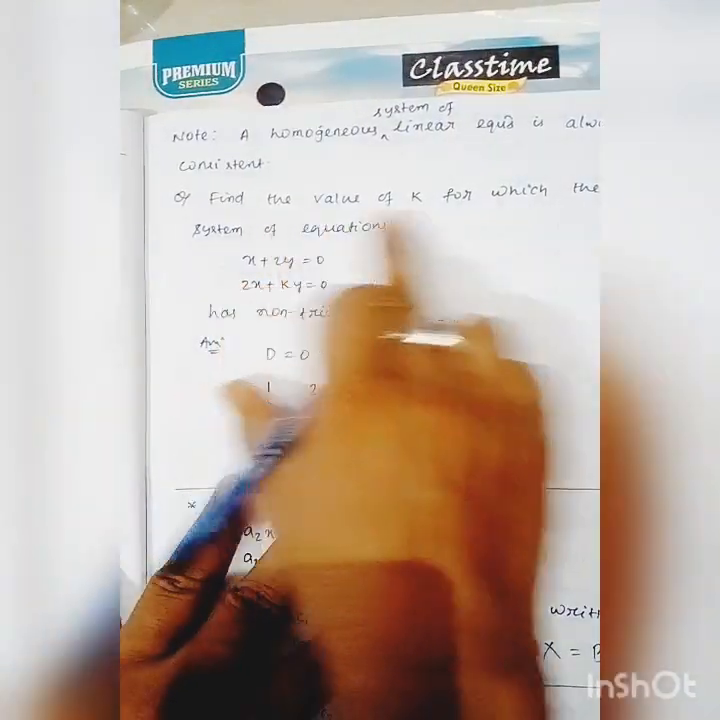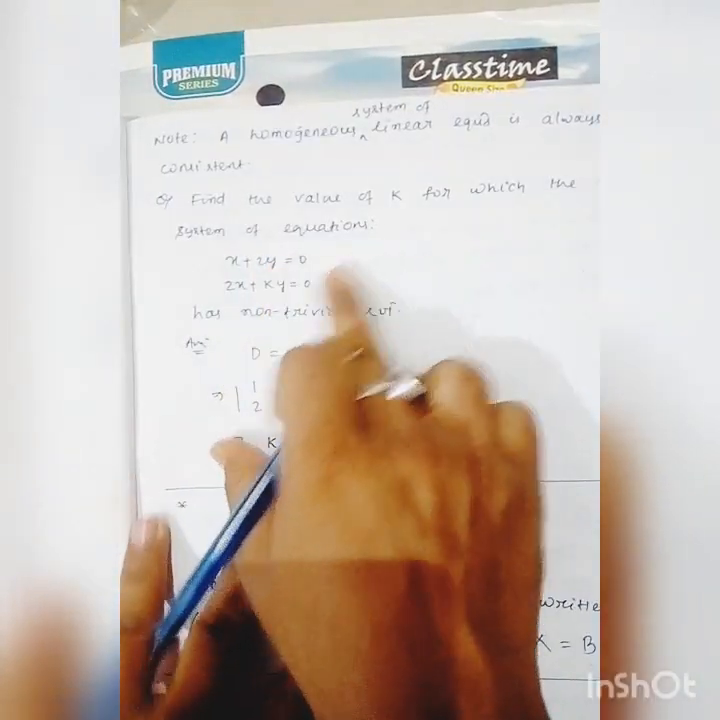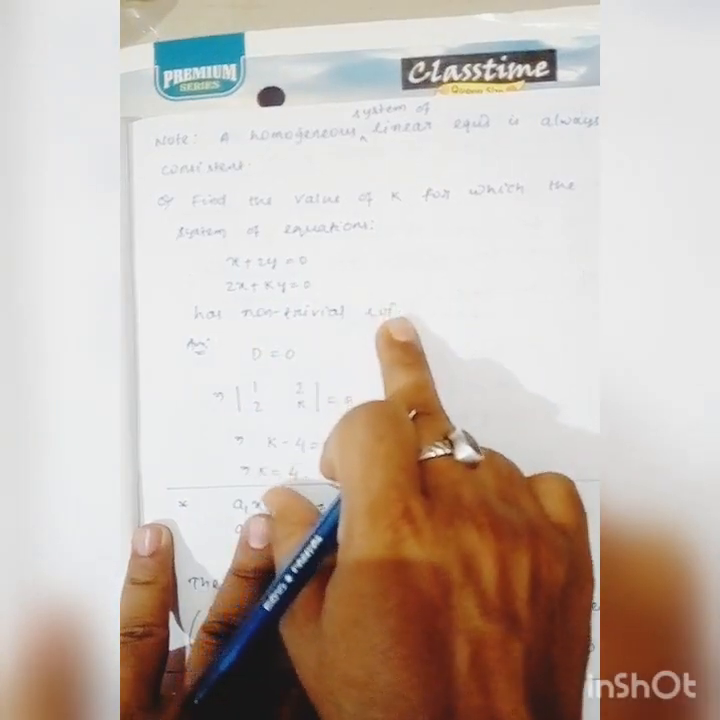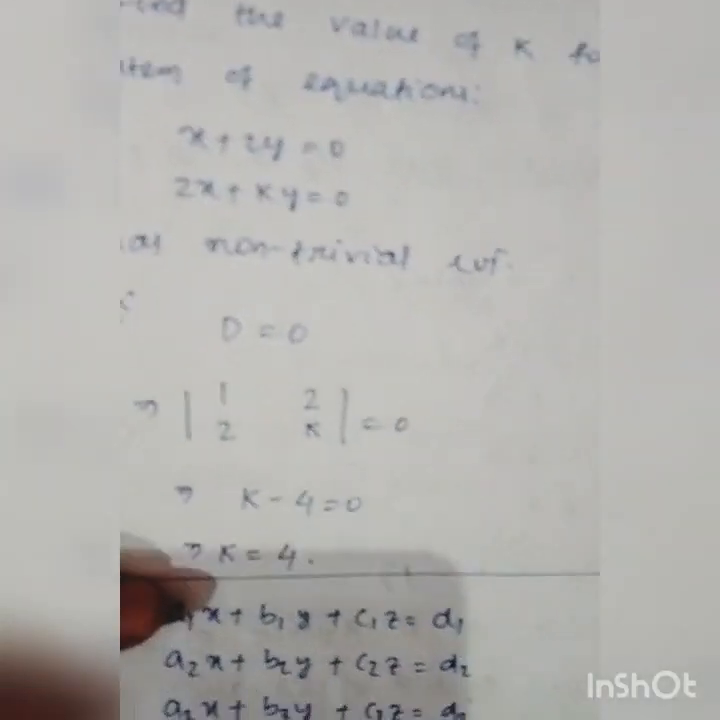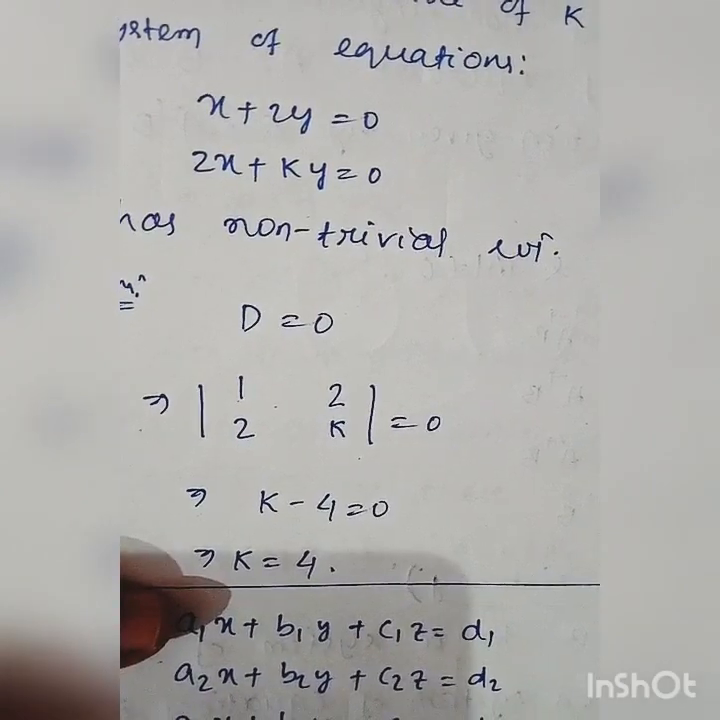So for example, find the value of k for which the system of equations has a non-trivial solution. A system of equation has a non-trivial solution when d equal to 0, that is, this equal to 0, so obviously k equal to 4.